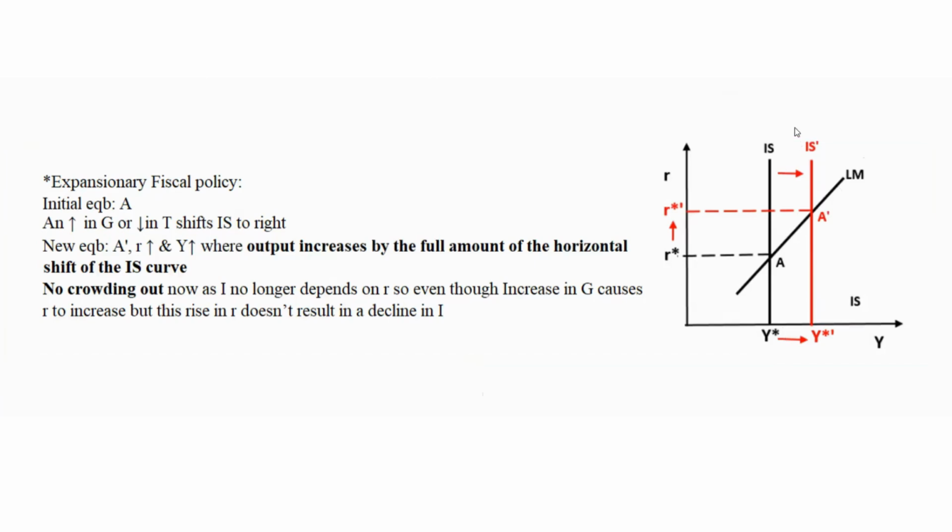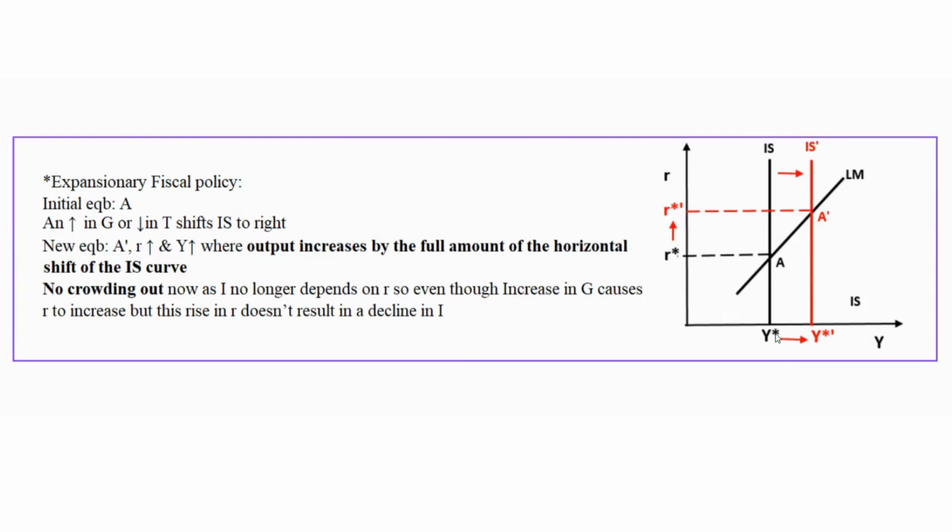When we have an upward sloping IS curve, we know that output does not increase by the full amount of the horizontal shift of the IS curve because of the crowding out. Here output will increase by the full amount the IS curve shifts horizontally, because there's no crowding out in this case. This is the economic intuition behind it, because now I no longer depends upon R. Why did crowding out happen? When we're talking about effectiveness of expansionary fiscal policy, the main thing that we need to look at is the extent of crowding out that happens.